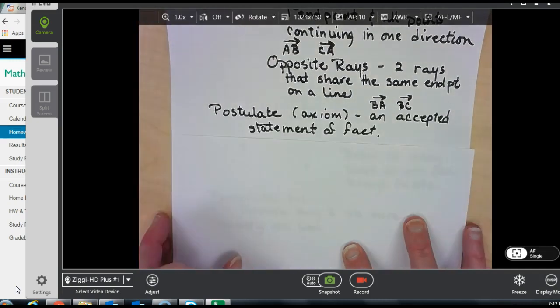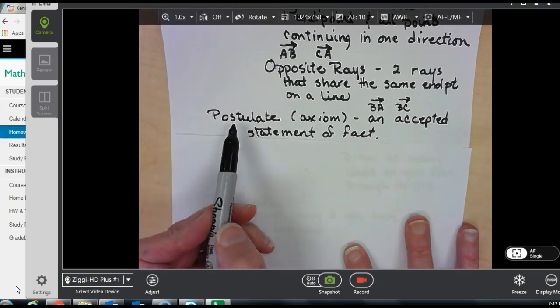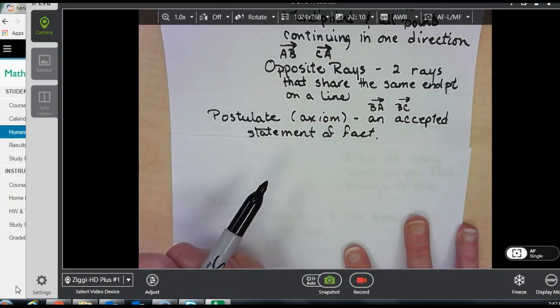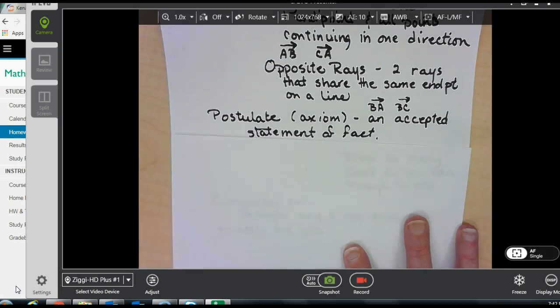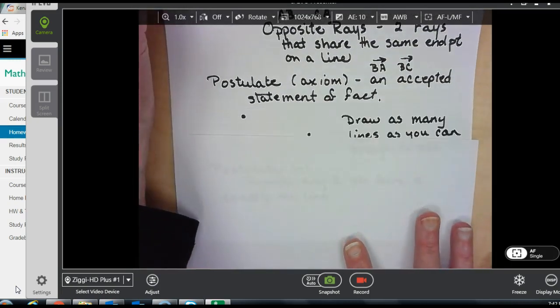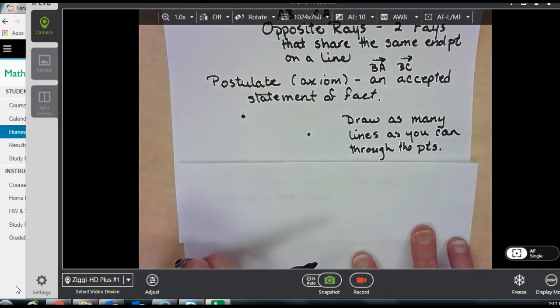Okay, so now that we know some of these definitions, we start talking about postulates. A postulate, in some books they call them an axiom. I don't use that term. The postulate is an accepted statement of fact. So, to help you think about that, let's just put 2 points on our piece of paper.